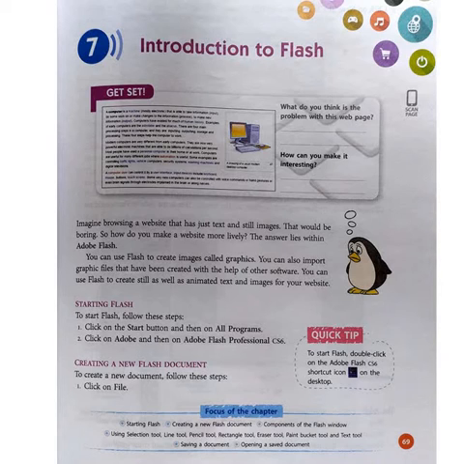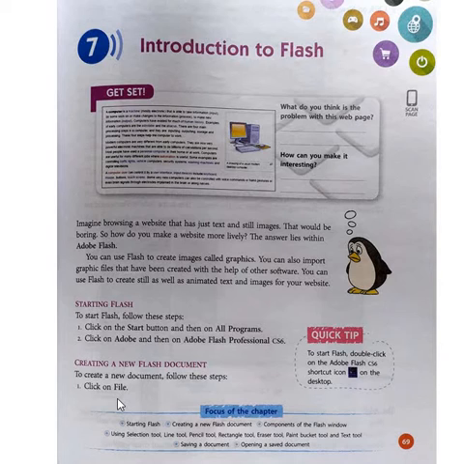First of all, how to start the Flash? To start Flash, follow these steps. First of all, click on the start button and then all programs. Then after, click on Adobe and then on Adobe Flash Professional CS6. This is the name of your software.